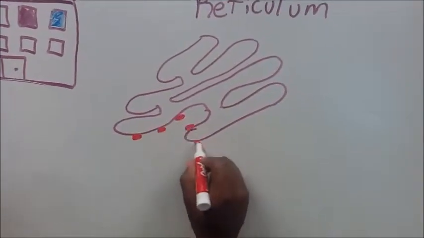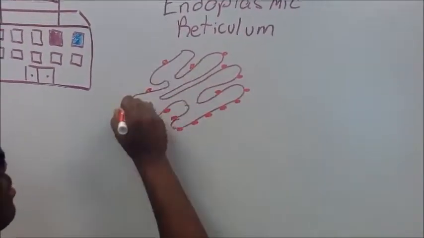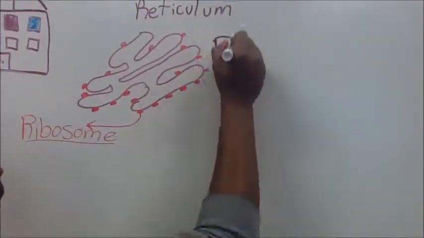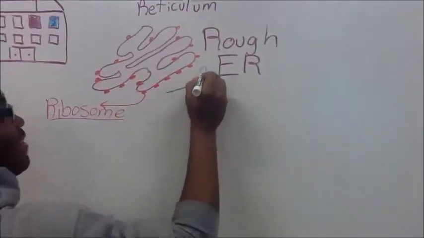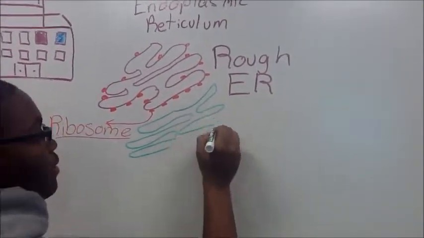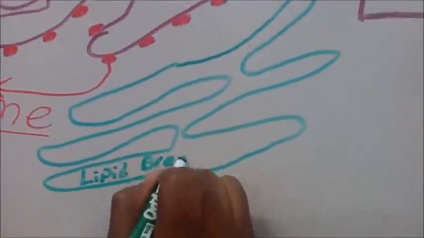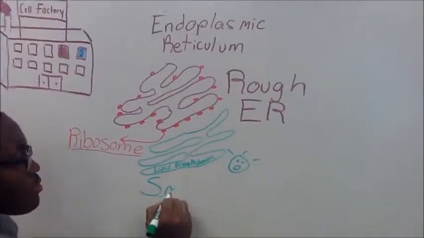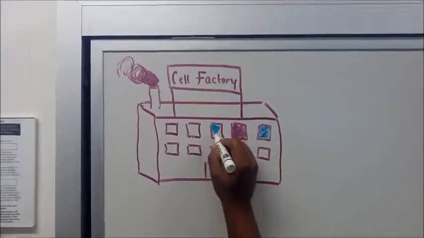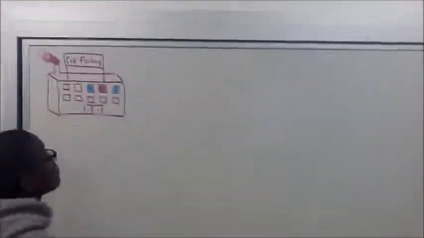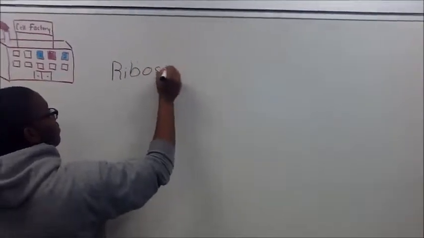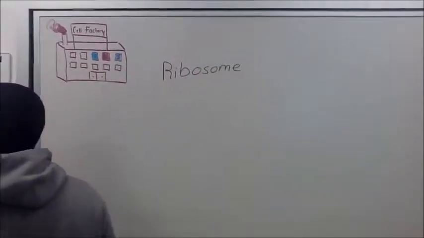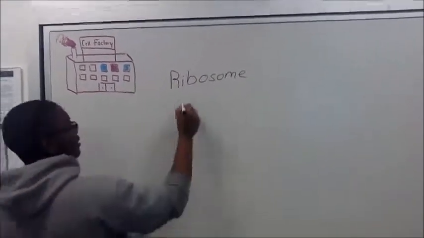Now let's move to the endoplasmic reticulum, the assembly line for the cell factory. On this assembly line, we find many little ribosomes. This makes the rough ER. There's another part of the assembly line that does not have ribosomes, which makes the smooth ER, in which lipid breakdown occurs.